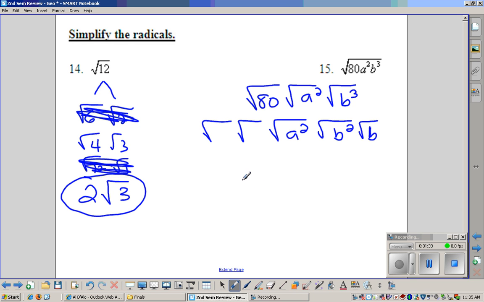What should we choose for 80? Most people won't see 16 times 5, because the square root of 16 is 4. That's the best way to do it. But most people don't see that. Most of you will probably go with 4 times 20. Alright, so we'll just do that. Square root of 4 is 2. Then the square root of 20 can be broken down further into 4 times 5. Square root of 4 times square root of 5. And the square root of 4 is 2 again. Don't forget this 2.